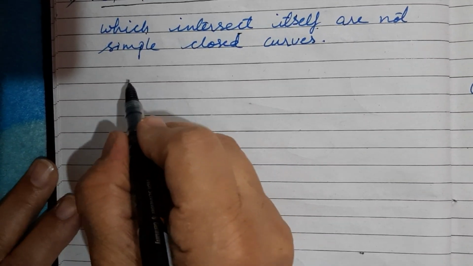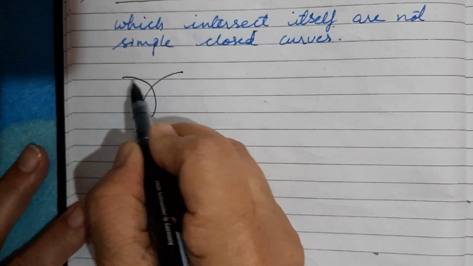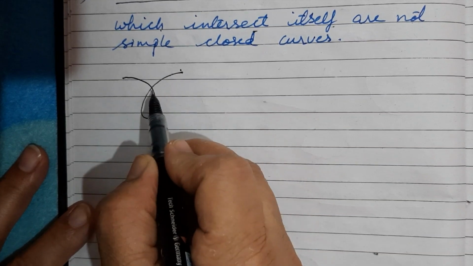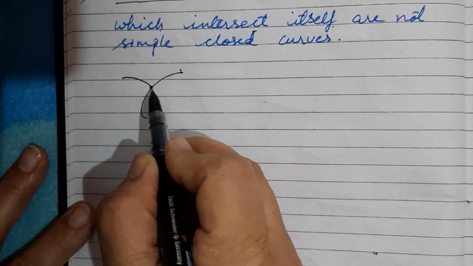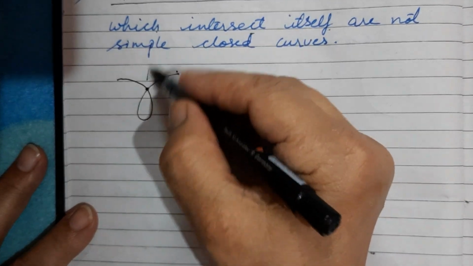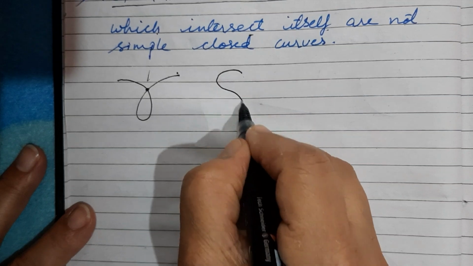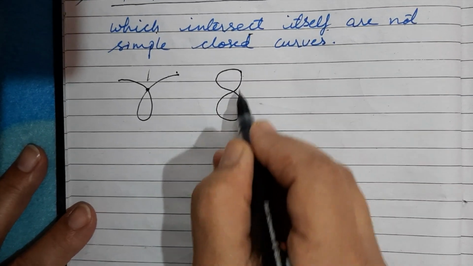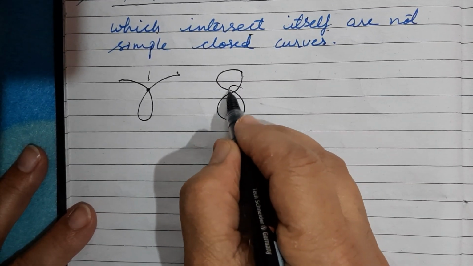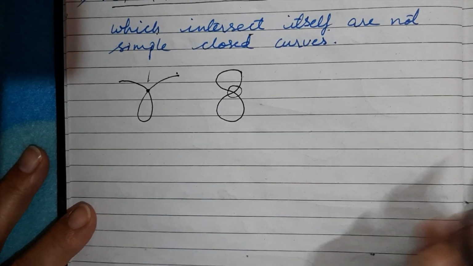Like from the previous example, without lifting I have drawn this arc, but it cuts here. So this is not a simple closed curve, and moreover it is open from this side also. One more. This curve also intersects here, cuts here. So this is also not a simple closed curve.